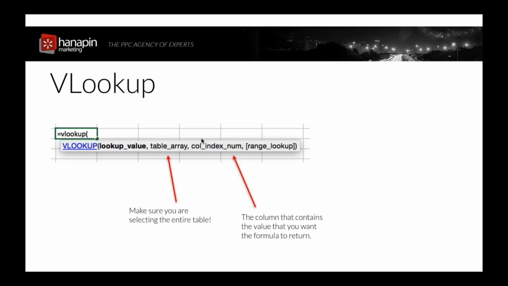And then for column index number, this is the column number that contains the value that you want your VLOOKUP to return. So another error here is using 1. In Excel, if you put a 1 here, and for example, you've selected only one column in your table array, it's going to give you an error because VLOOKUP is looking for a wide range of columns to look at.